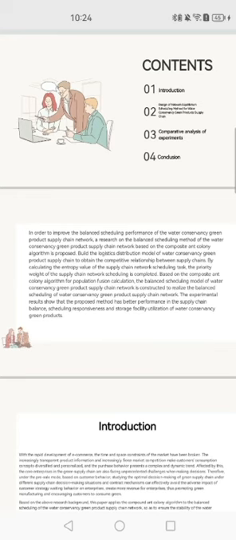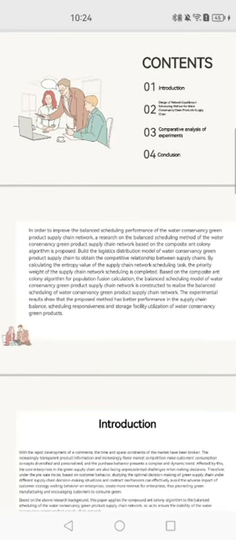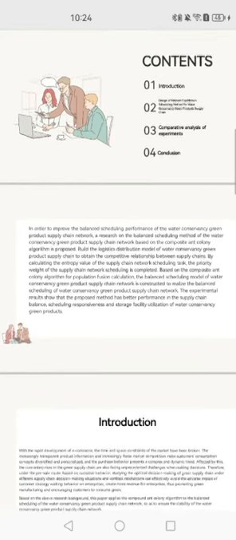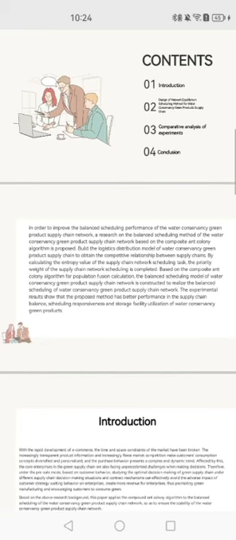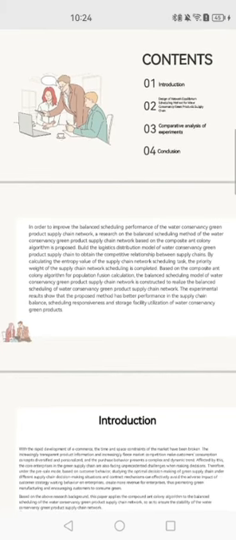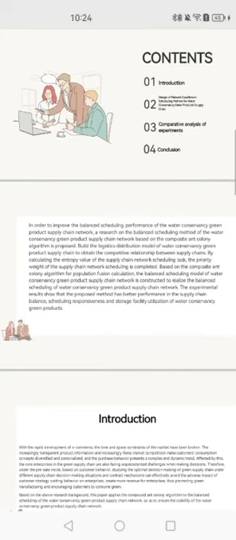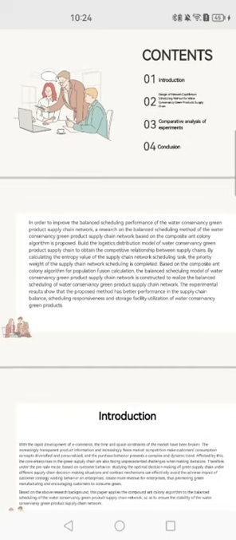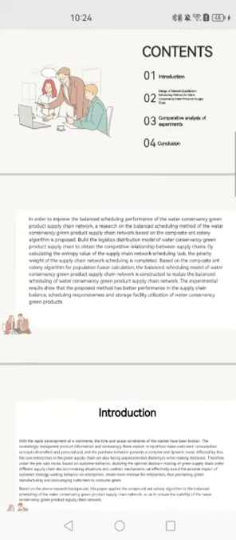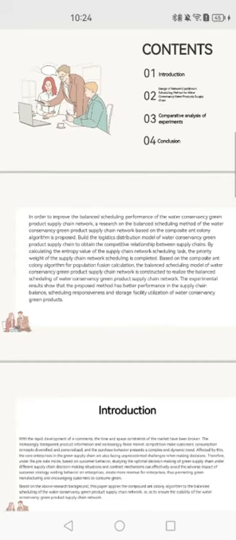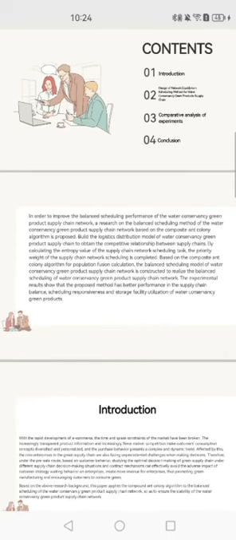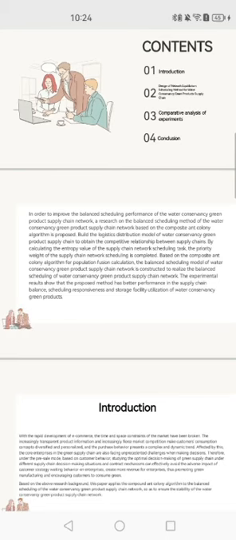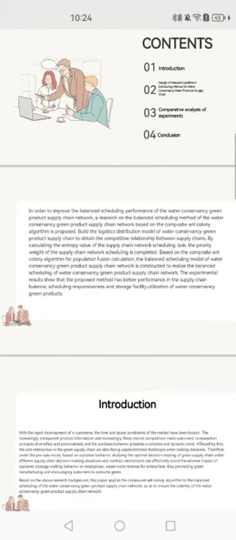The results show that the method has better performance in the network equilibrium scheduling of water conservancy green product supply chain. However, there are still many deficiencies in this research. In future research, we hope to introduce particle swarm optimization algorithm to optimize the compound and colony algorithm, and further improve the network equilibrium scheduling performance of water conservancy green product supply chain.